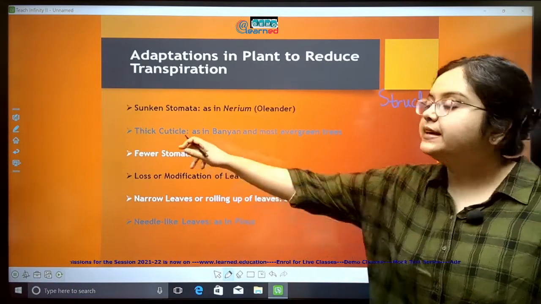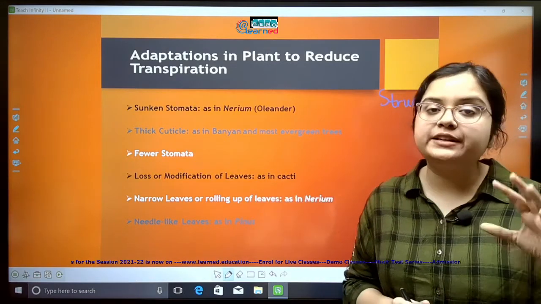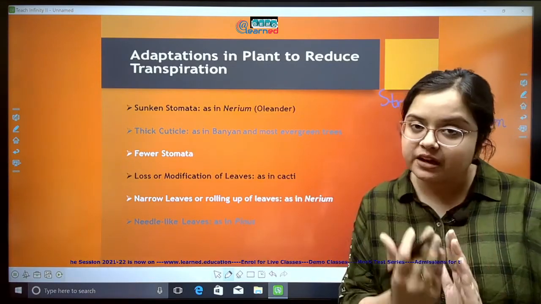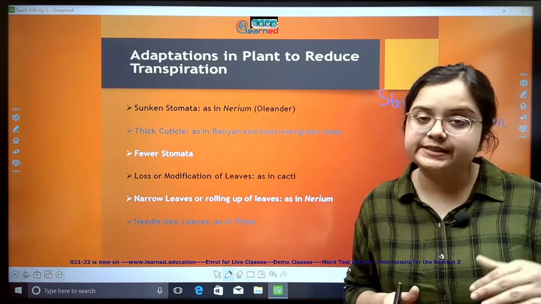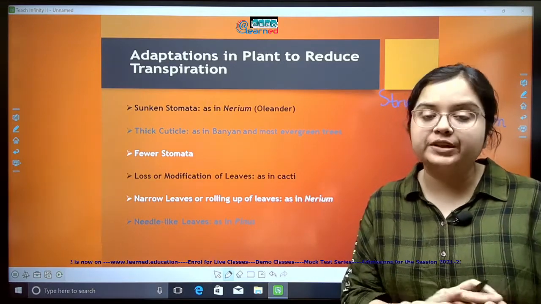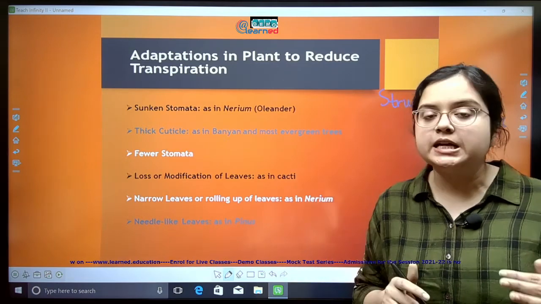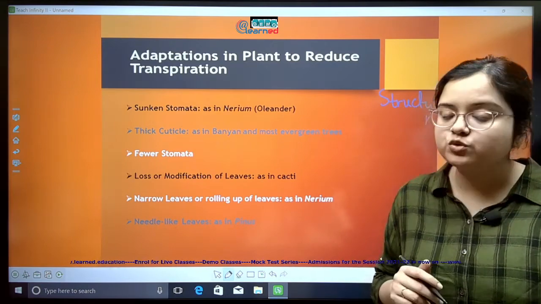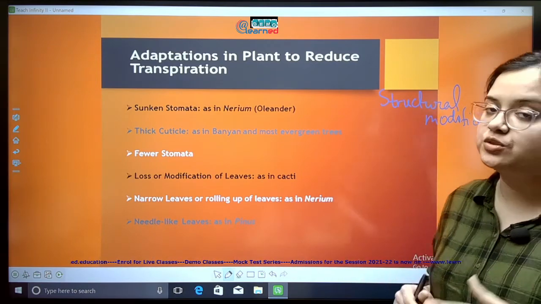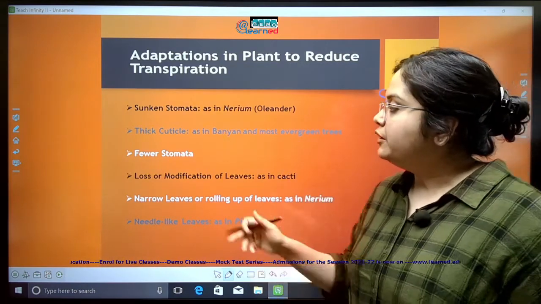Next one is thick cuticle. I had already told you that if the cuticle is very thick, the waxy covering is thick, the cuticle is impervious to water. It does not let the water come in contact with the leaf surface. So if on the epidermis the cuticle is very thick, it will be impervious to water, and hence transpiration will not take place.